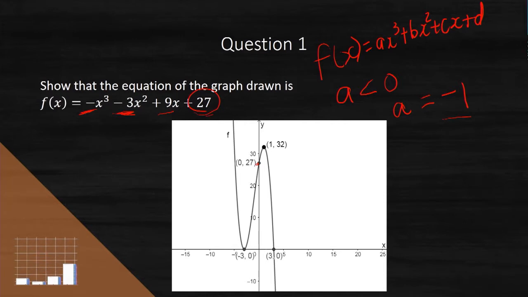So let's have a look at the graph and what we are given. We see that we have the turning points, minus 3 and 0, so the x coordinate is minus 3, the y value is 0, and then the other turning point is 1 and 32, x value 1 and y value 32. How do we find the equation of this graph?